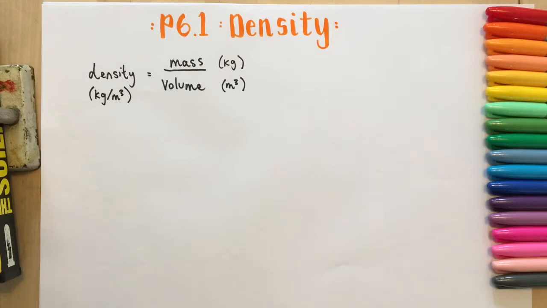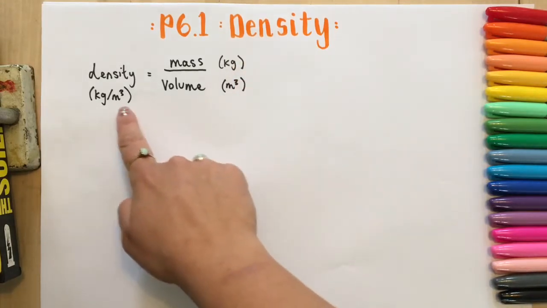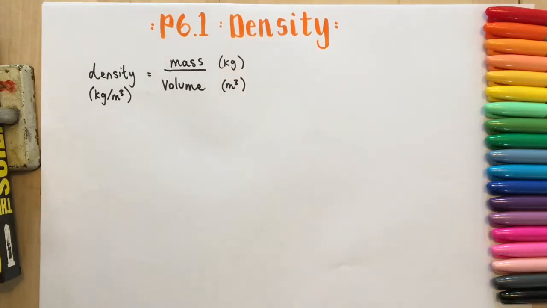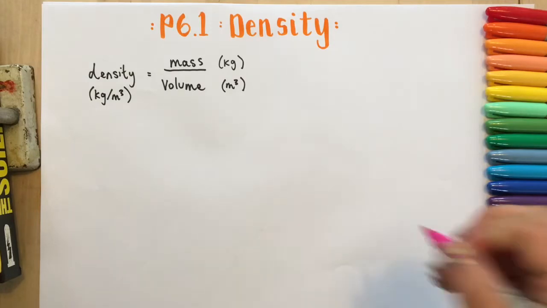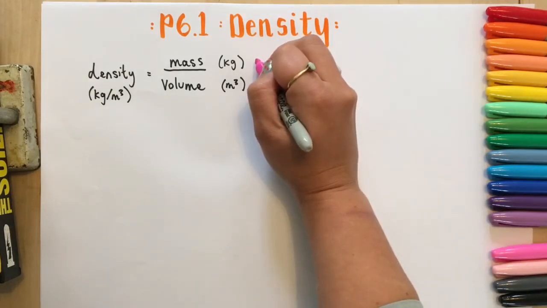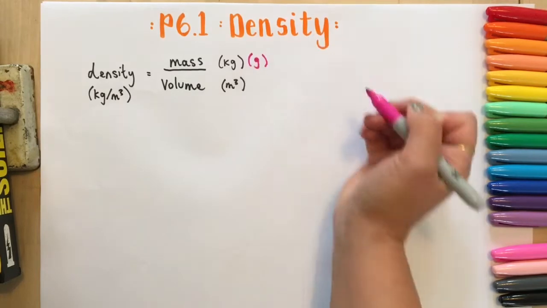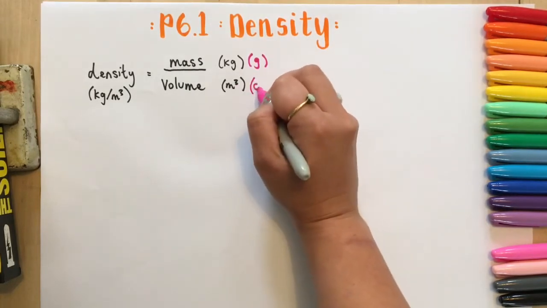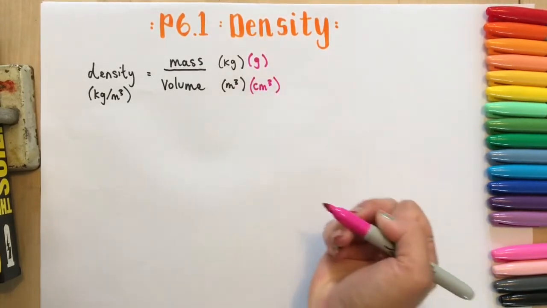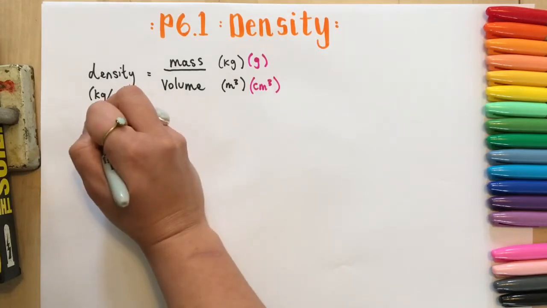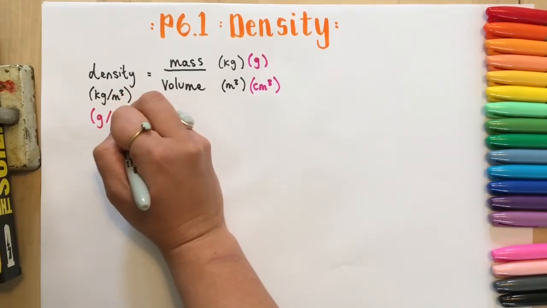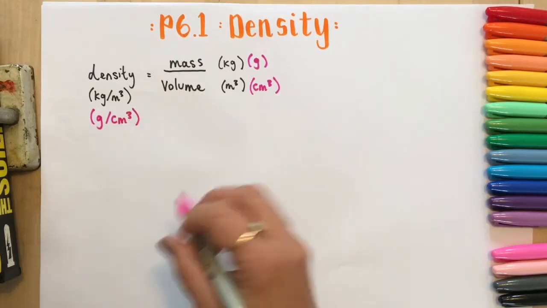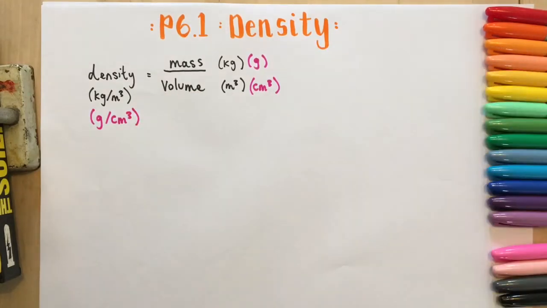Now, sometimes we do measure slightly differently. This is the unit that we use most of the time, and it's the units that we should really use. But sometimes we use mass in grams and volume in centimetres cubed. So therefore we end up with a unit of grams per centimetre cubed. A little bit later on, I'll explain about how we convert our units.